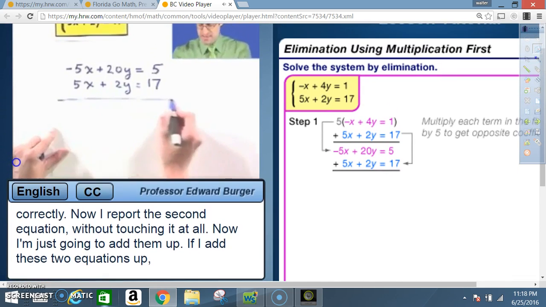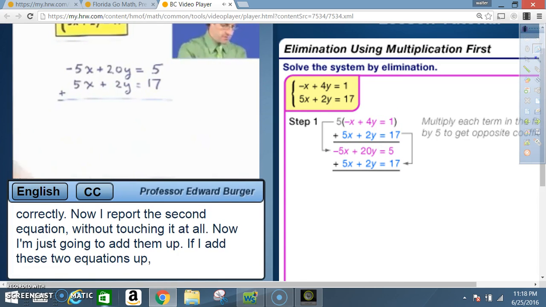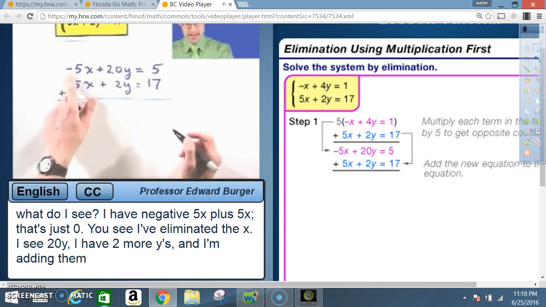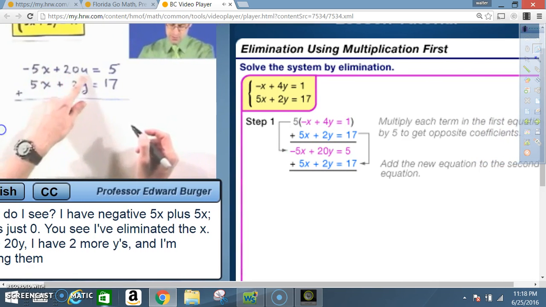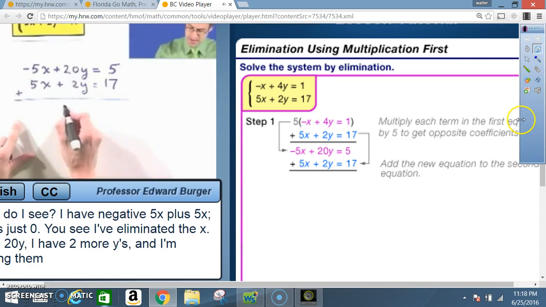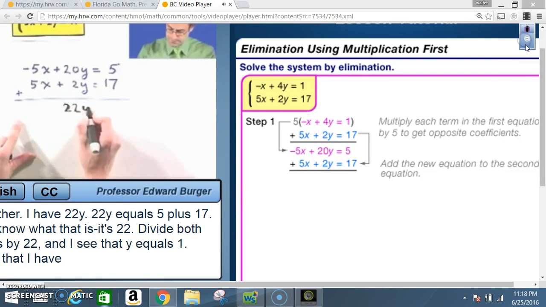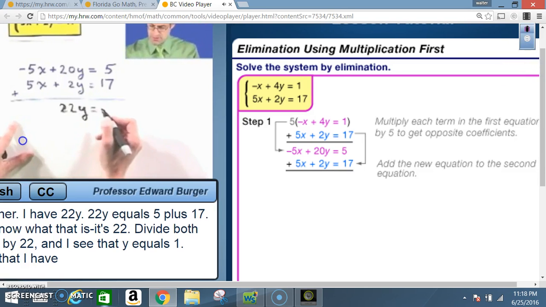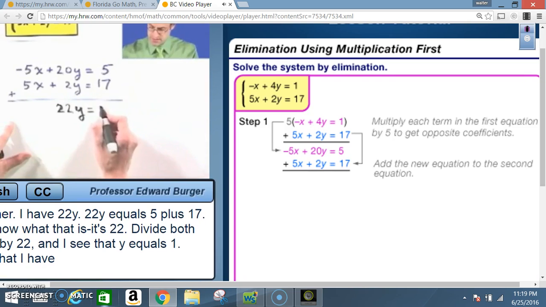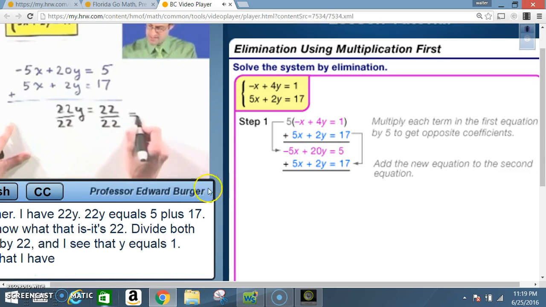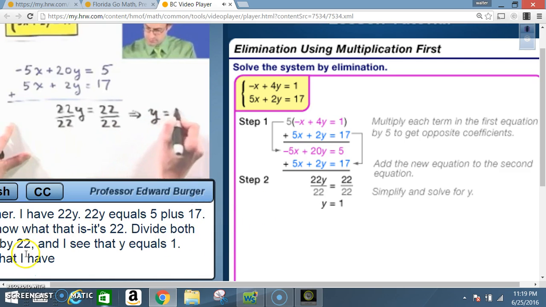And now what I'm just going to do is add them up. If I add these two equations up, what do I see? Well, I have negative 5x plus 5x. That's just 0. So you see I've eliminated the x. And I see 20y, and I've got 2 more y's. I'm adding them together, so I have 22y. And that equals, well, 5 plus 17. Well, you know what that is. That's 22. Divide both sides by 22. And I see that y equals 1.